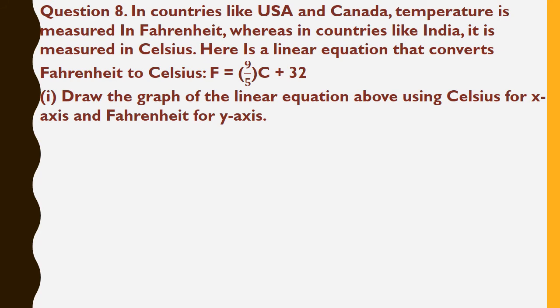Next, in countries like USA and Canada, temperature is measured in Fahrenheit, whereas in countries like India, it is measured in Celsius. Here is a linear equation that converts Celsius to Fahrenheit: F equals 9 by 5 C plus 32. Draw the graph of the linear equation above using Celsius for the x-axis and Fahrenheit for the y-axis.